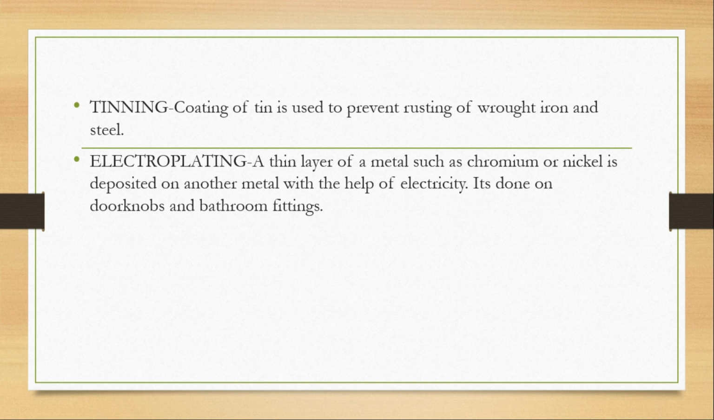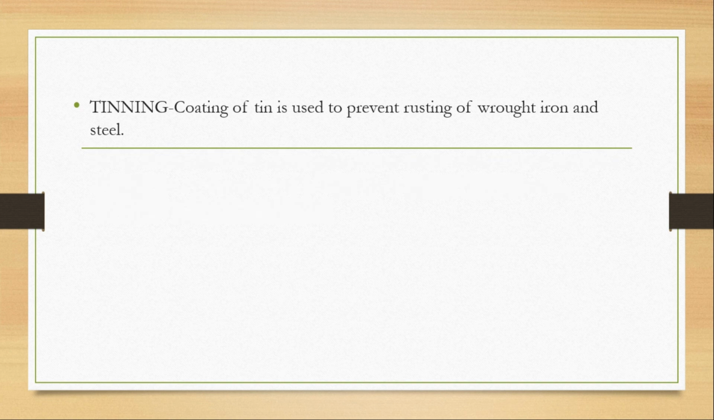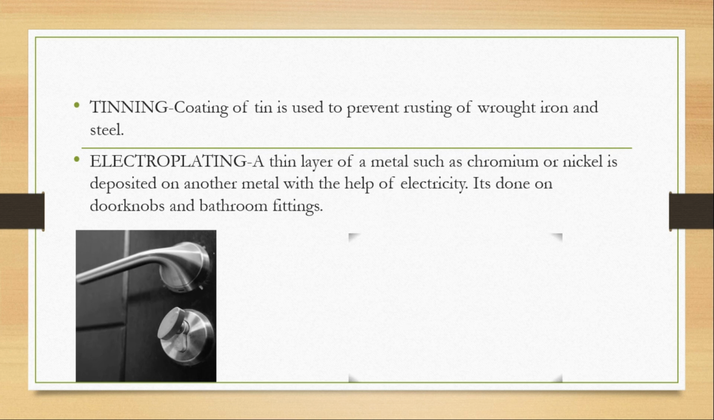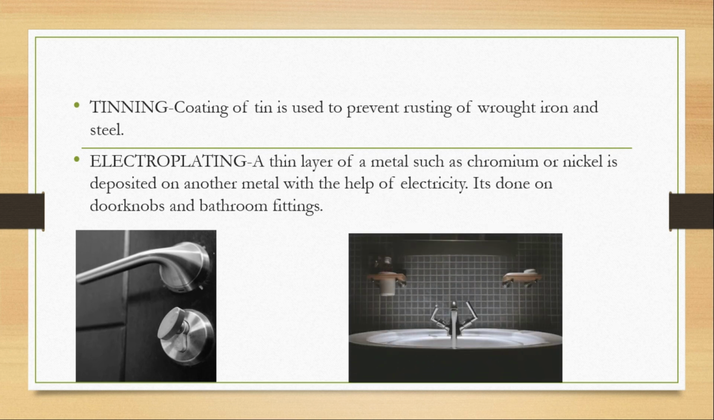And another process is electroplating. Here we are generally making a thin layer of metals like chromium or nickel on the other metal which may corrode. And with the help of electricity this is done, so it's called electroplating. And also you will see it acts as a protective and also a decorative layer. So it looks beautiful, it looks very nice, it looks very attractive. And electroplating is done for vehicle parts also, like doorknobs and the bathroom fittings. So you can see some electroplated surfaces here.